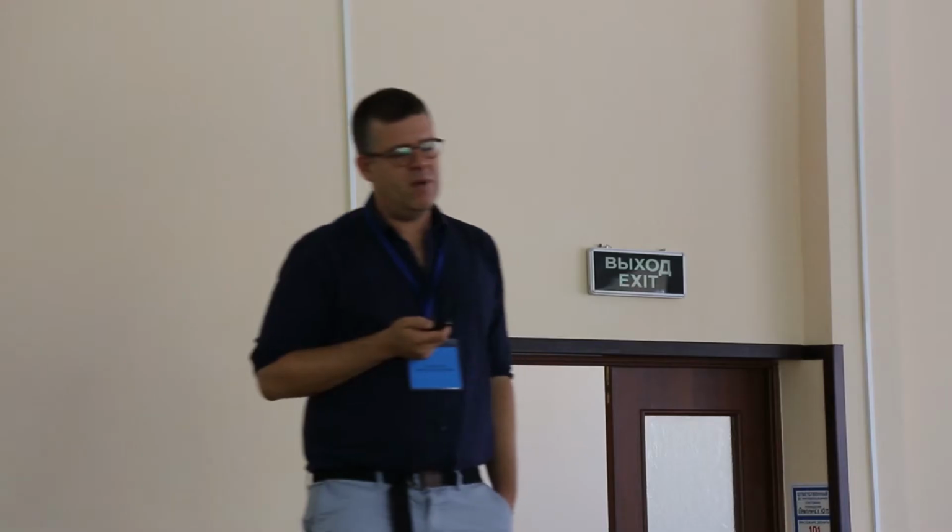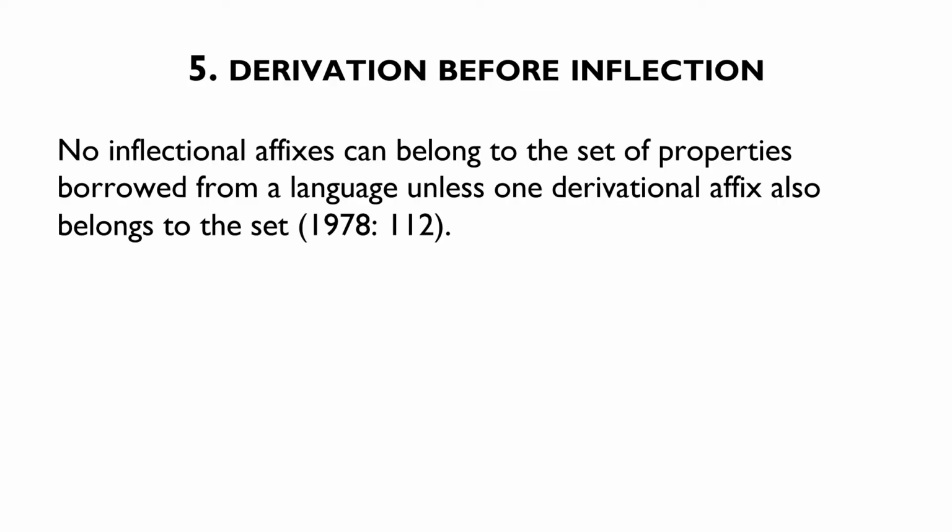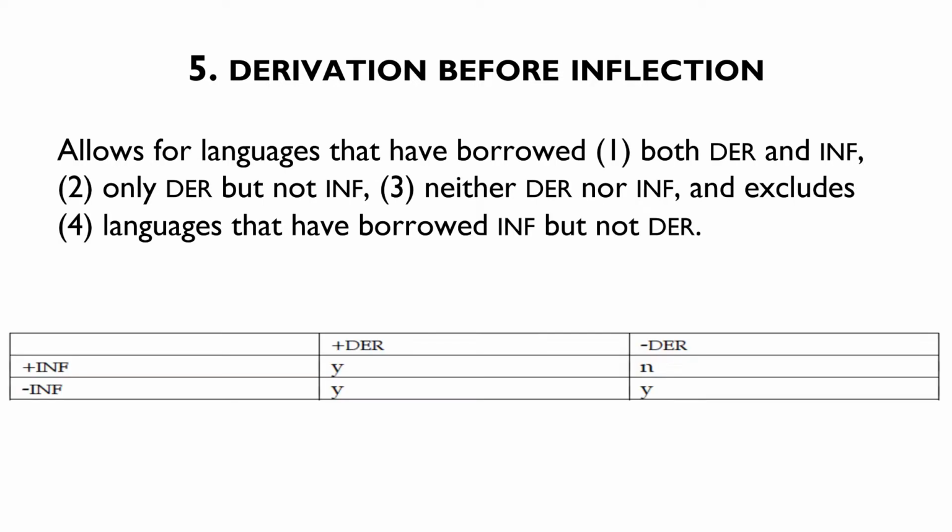A universal proposed by Moravcsik, which spurred an immense amount of research, is the idea that verbs are not borrowed as verbs. So they have to be verbalized in some way. The idea being that you can't take a verb and just plunk it into a target language. You have to do something. You have to derive it in some way. Derivation before inflection: derivational material is borrowed before inflectional material. Again, phrased as a universal, it rules out cases in which inflectional material is borrowed without derivational material having been borrowed.